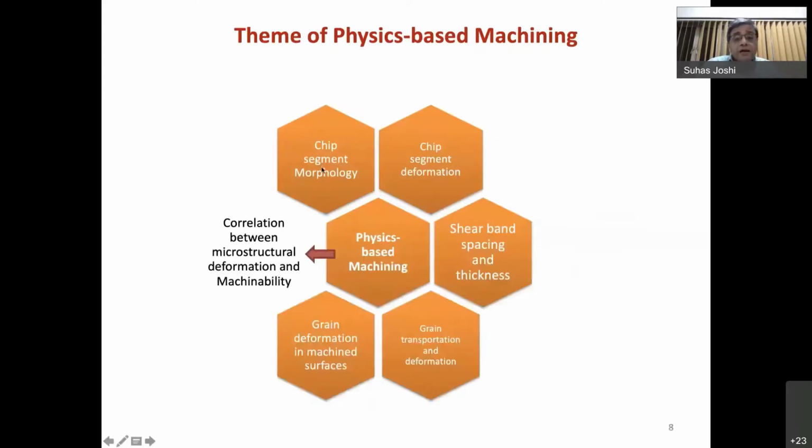The issues are chip segmentation, shear band formation, grain transportation and deformation during machining, and the deformation of machined surfaces. So it is like Newton's third law. You have equal and opposite reactions. When you apply a huge force on the chip formation, naturally a chip is separated from the workpiece, and the workpiece will also feel the heat of it, because every action has a reaction.